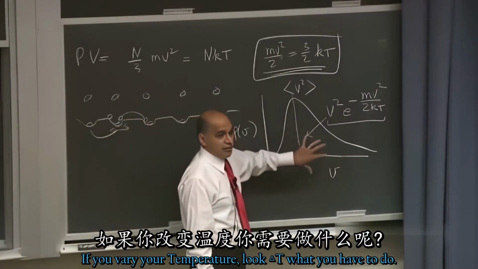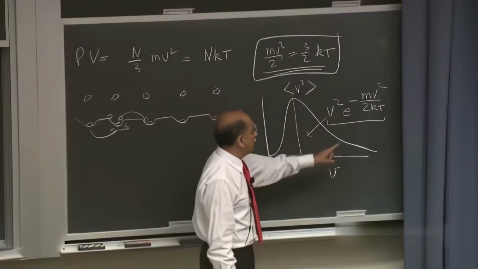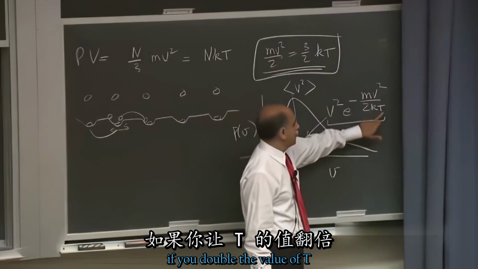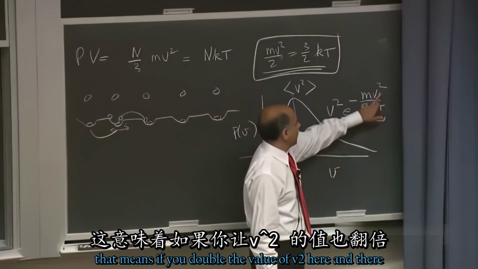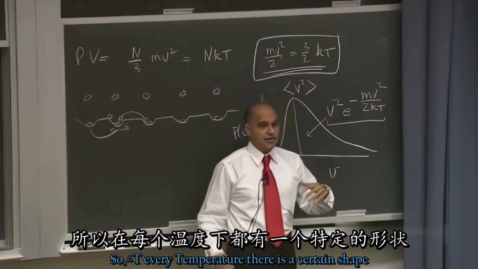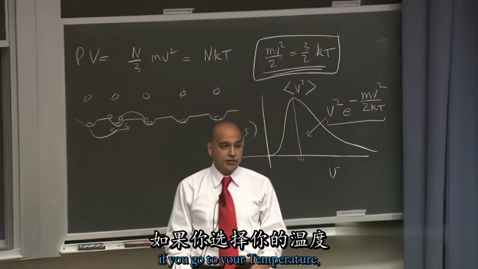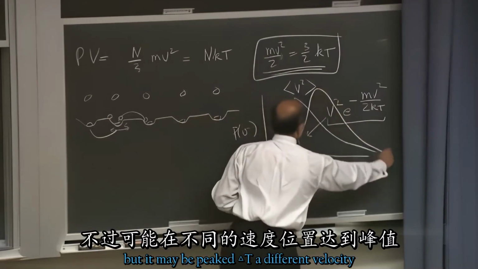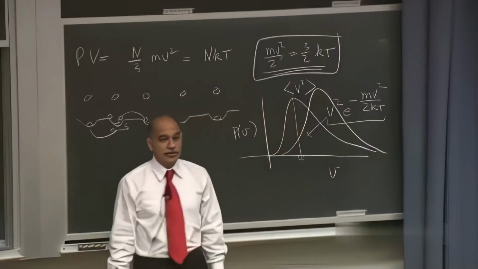If you vary your temperature, look at what you have to do. If you change the number T here, if you double the value of T, that means if you double the value of v squared here and there, the graph will look the same. So at every temperature, there is a certain shape. If you go to a new temperature, it will look more or less the same, but it may be peaked at a different velocity if you go to a higher temperature.